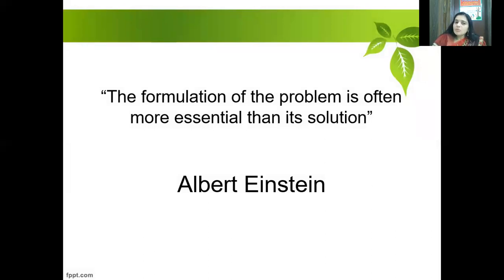The formulation of a problem is often more essential than its solution. Why? Because, for example, if you tell the doctor that you have a headache, but you actually don't have a headache, you have back pain, what will happen? He will not be able to diagnose you properly. So that is why we say that problem definition is more important than its solution.